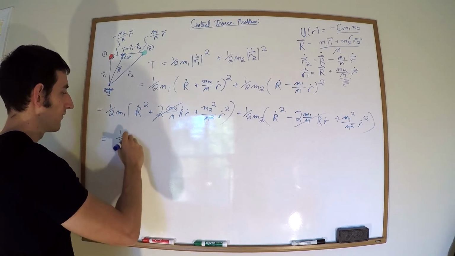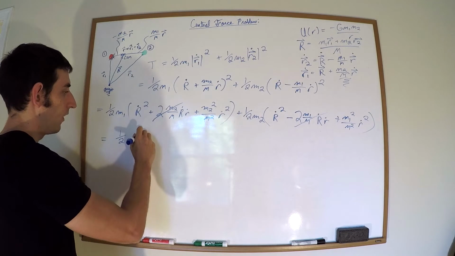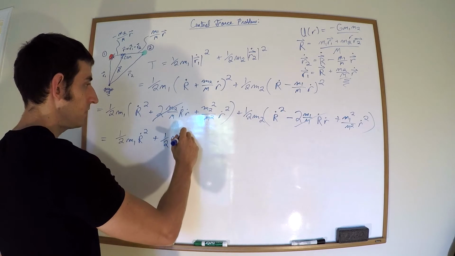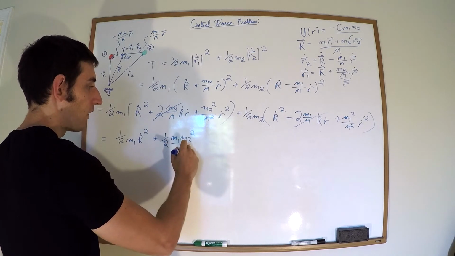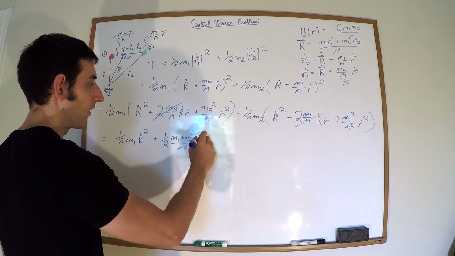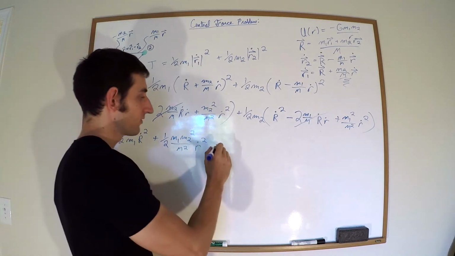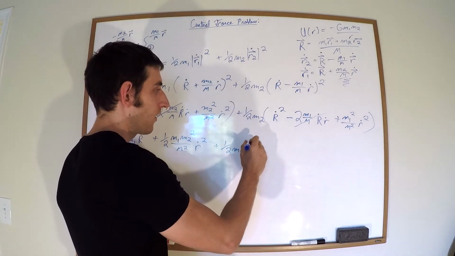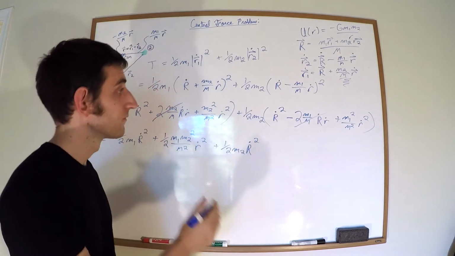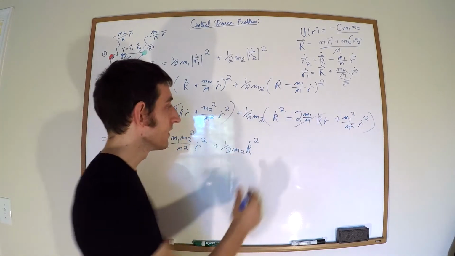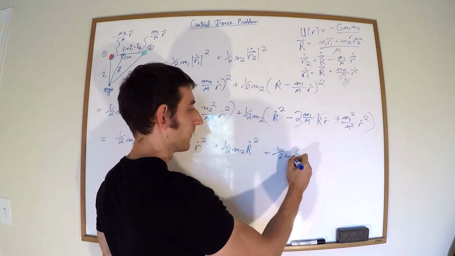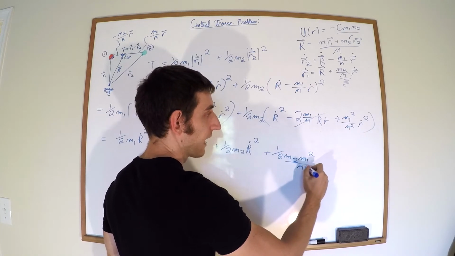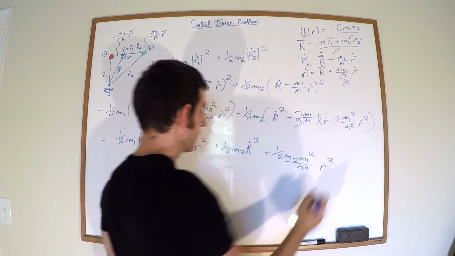And what we're going to find is that we end up with the following result. We get 1/2 M1 R dot squared plus 1/2 M1 M2 squared over big M squared little r dot squared plus 1/2 M2 big R dot squared. I'm just running through the problem, distributing, baby, plus 1/2 M2 M1 squared over big M squared R dot squared.